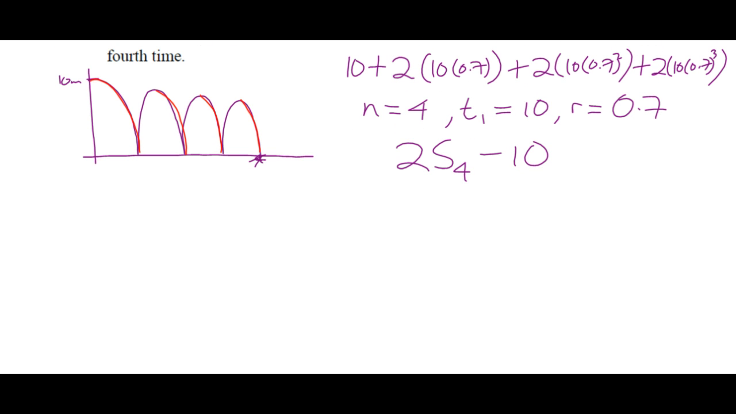Okay, so this is what we're aiming for. Let's just work out S4 first, then we'll double it and subtract 10. So first we're just going to do S4. S sub n, we know how many terms there are, so we can use the formula. Which formula are we going to use?